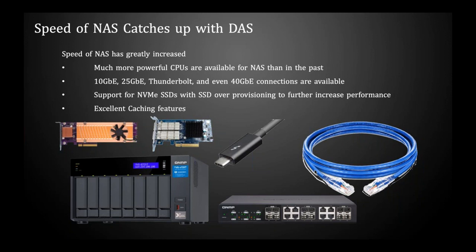QNAP NAS can have 10 gigabit Ethernet. We're about to come out with 25 gigabit Ethernet. We have Thunderbolt options, and we have 40 gigabit options available as well. Our QNAP NAS support NVMe SSDs, which is the faster kind of SSD, and we have SSD over provisioning, which further increases the performance of SSDs. And we have some excellent caching features, so you can effectively use SSDs to boost your performance.